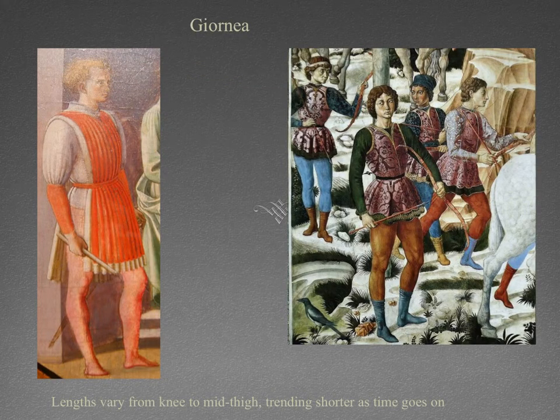I'm going to skip the farsetto layer for now, but I want to get to this third layer, some of our options. So here's a giornea. So you can see here the open sides, right? But it's closed down the front. So it's a tabard and it's held in place with a belt, right? And then you can see that pleating there.